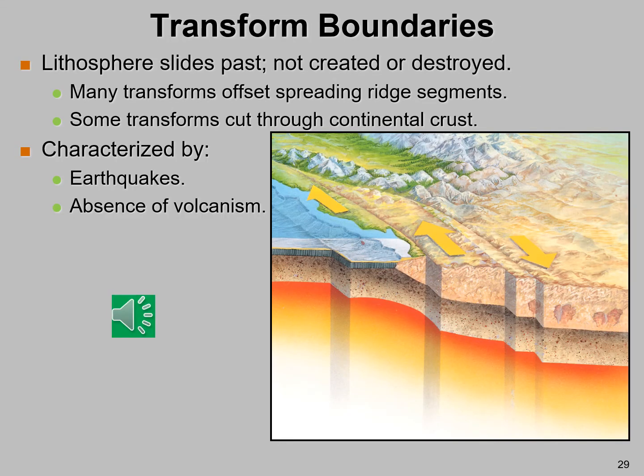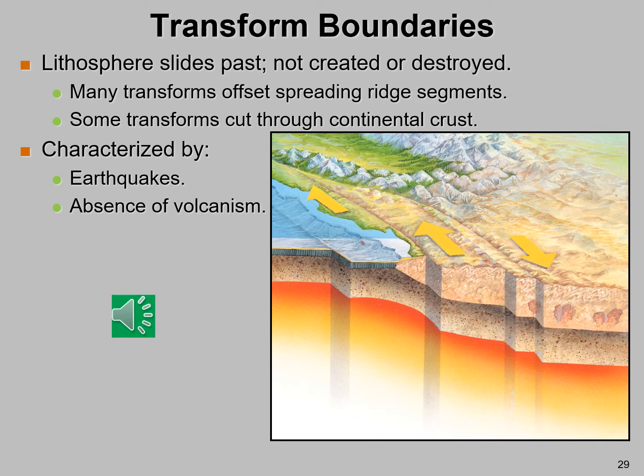Transform boundaries occur where two lithospheric plates slide past one another. Lithospheric plates are not created or destroyed in these zones. Many transforms offset spreading ridge segments. For example, when you look down the mid-Atlantic ridge, you see lineations perpendicular to the mid-ocean ridges. These are transform boundaries.